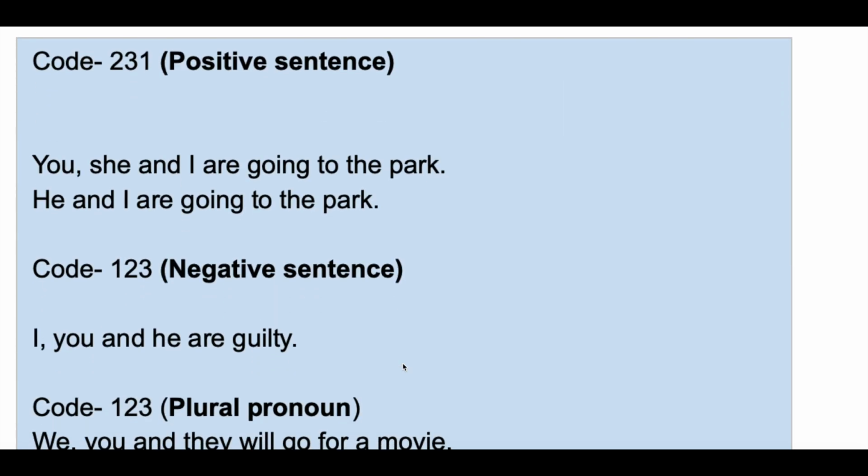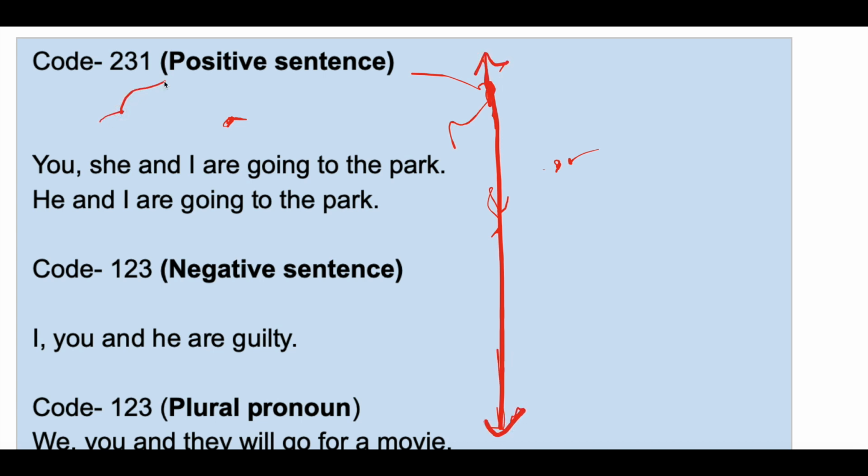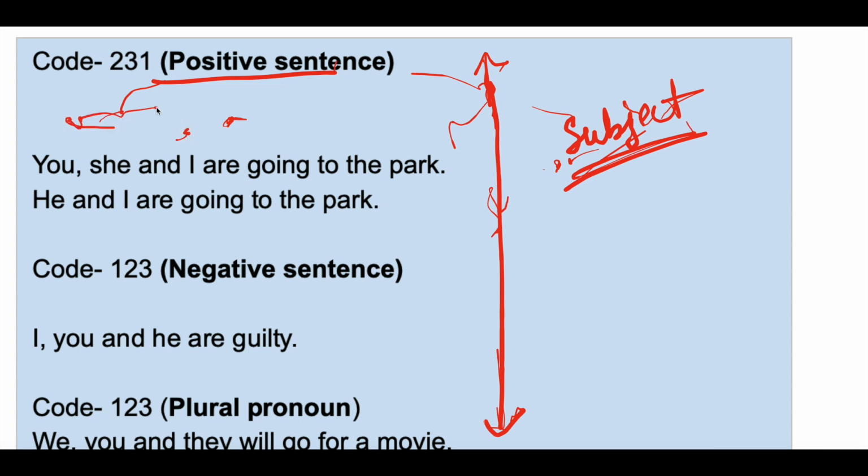Next. Now if many personal pronouns are present in a sentence together, then how should you arrange them? Now look at this positive sentence. These are all in the subjective case. That is, here the personal pronouns are acting as subject in the sentence. So you, she and I are going to the park.